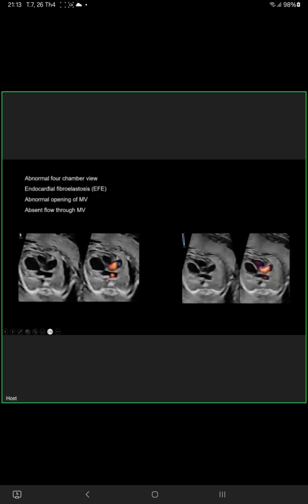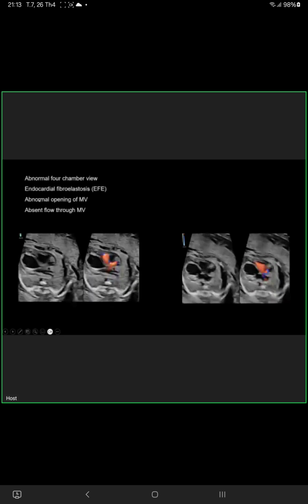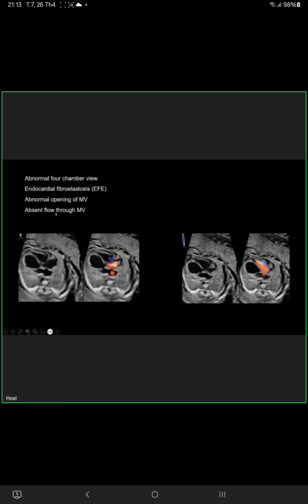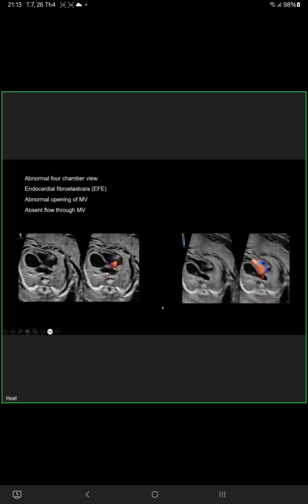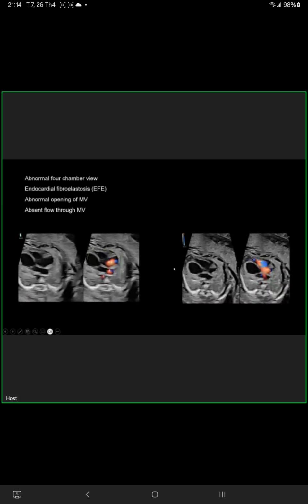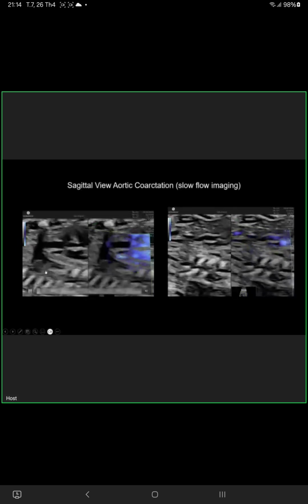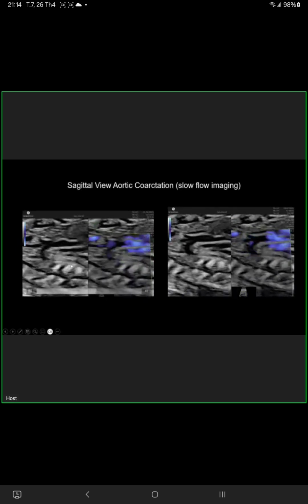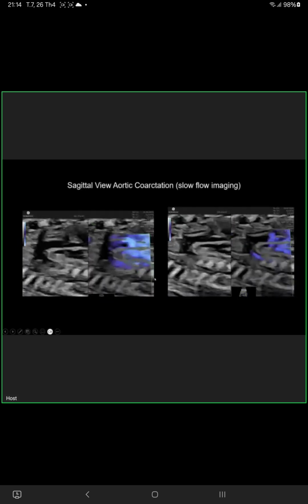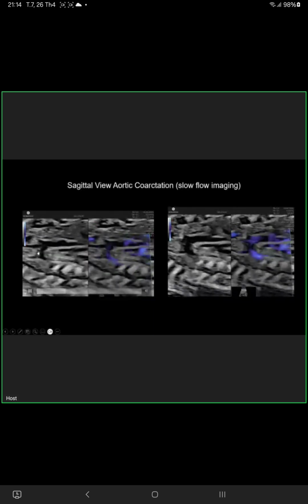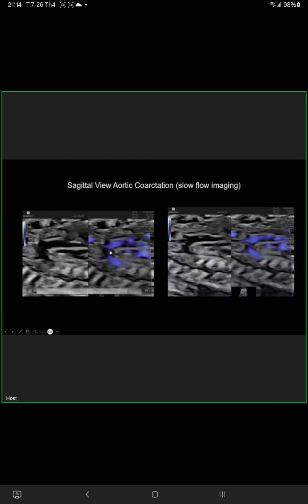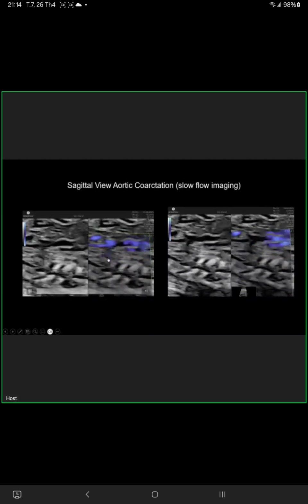Again, abnormal four-chamber view, endocardial fibroelastosis, abnormal opening of the mitral valve, and absent flow of mitral valve. Sagittal view of aortic coarctation by slow flow imaging. You can see here abnormal aorta, coarctated and dysmorphic.